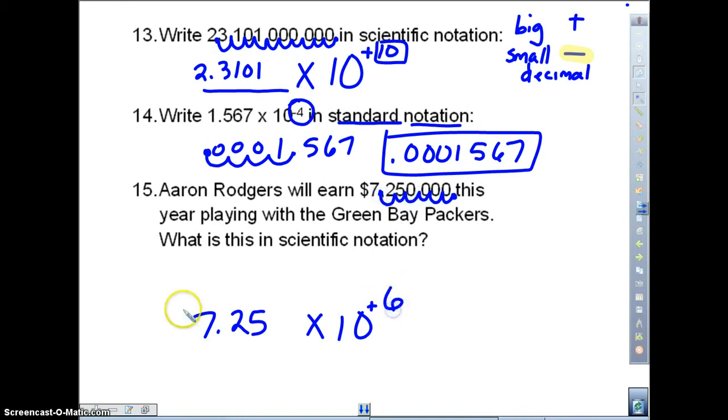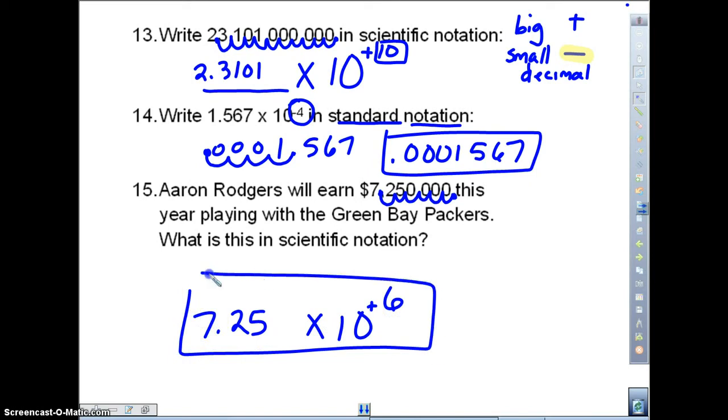Double check your count. Go back, erase it, check it again. All right, or do it across the top. 1, 2, 3, 4, 5, 6. Double check, because a lot of kids will get that exponent wrong.